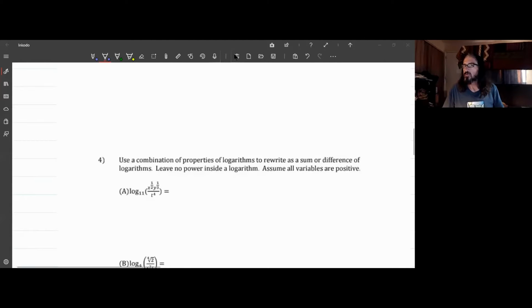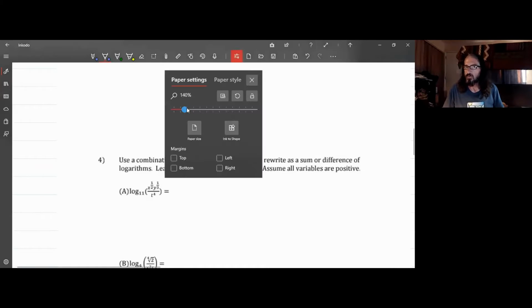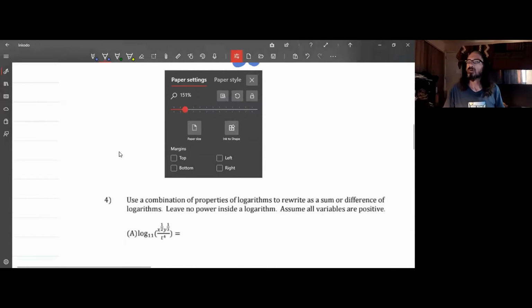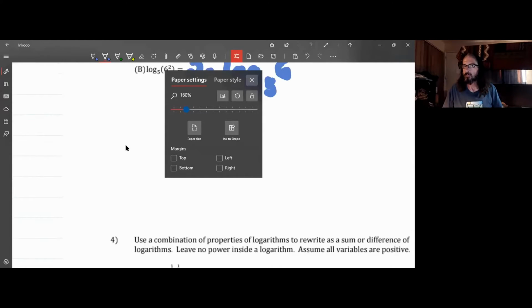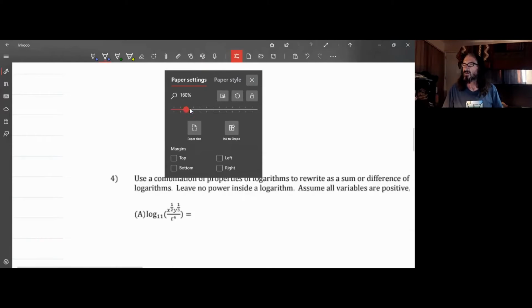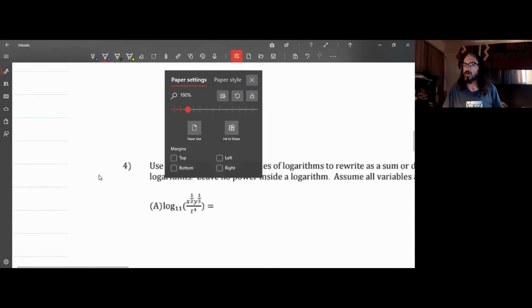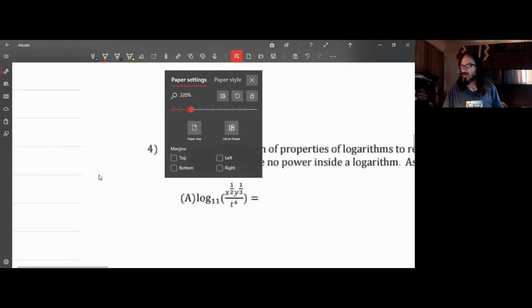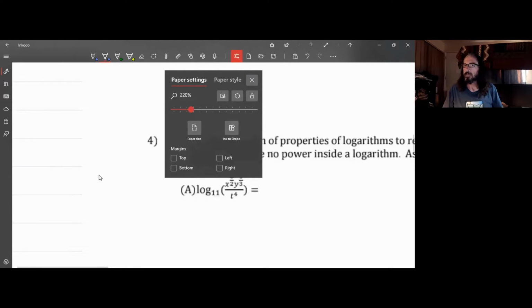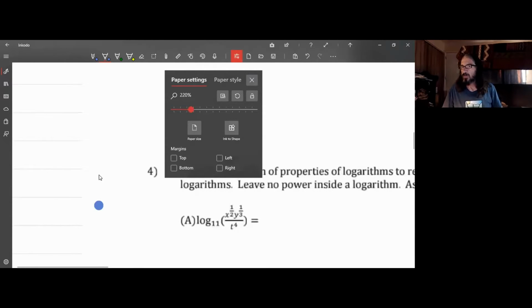Now we're supposed to split up something with variables in there. We're assuming that all the variables are positive. We're not supposed to leave any powers inside the logarithm. Well, doing this is kind of like reversing the order of operations. I'm going to deal with the multiplication and division first, and then the power last.